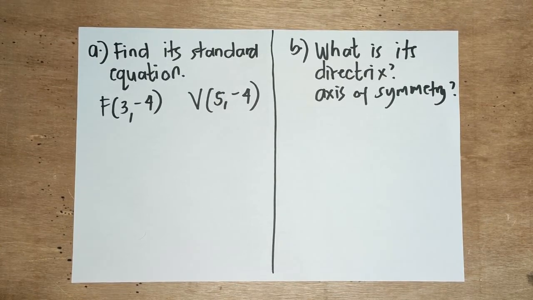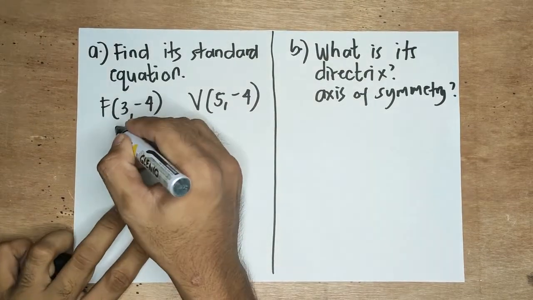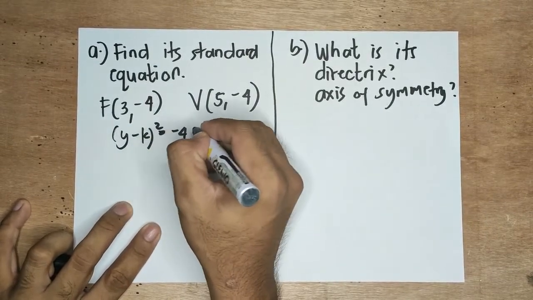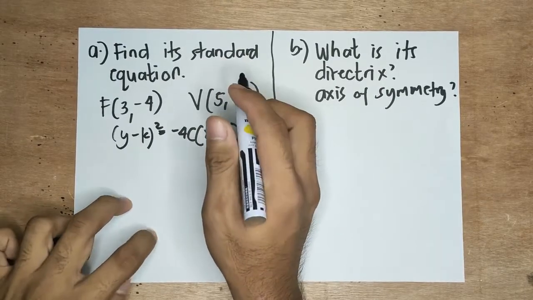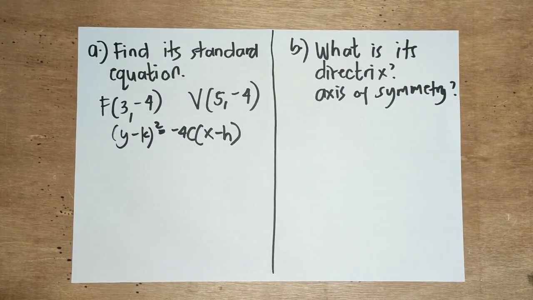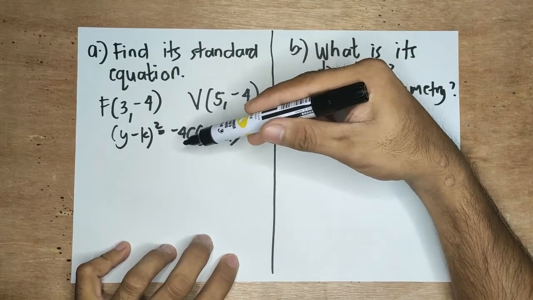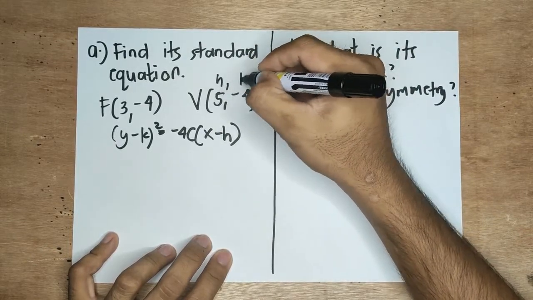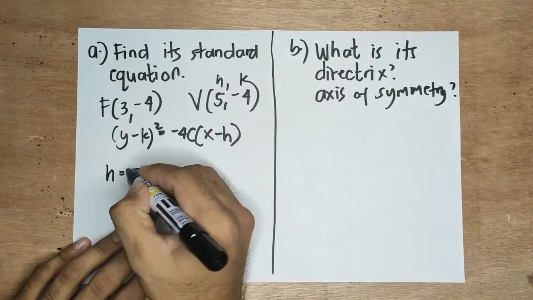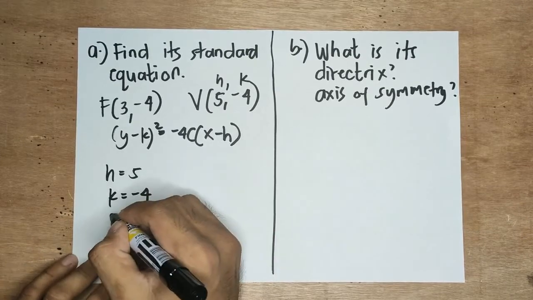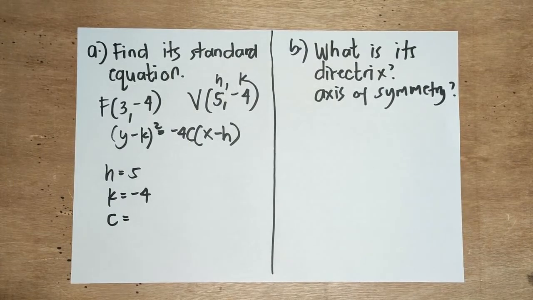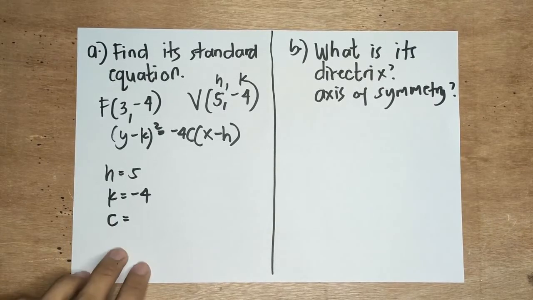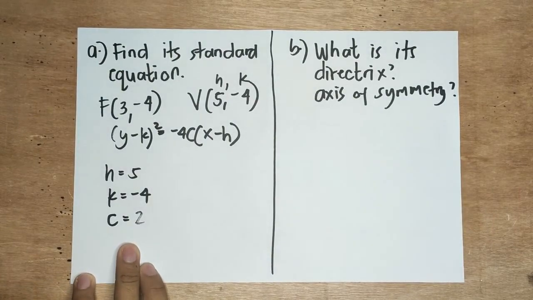Okay, so it takes the format (y minus k) squared is equal to negative 4c times (x minus h). So para mahanap natin yung standard equation niya, all we need to do is to find the value of h, the value of k, and the value of c. So yung vertex natin, alam na natin agad yung value ni h at ni k. The value of h here is 5. The value of k here is -4. The value of c, looking at the graph, pwede na natin siyang makuha agad kasi it is the distance between the focus and the vertex. Kapag ika-count natin yung distance nilang dalawa, ang makukuha natin ay 2. The distance between the focus and the vertex is 2.